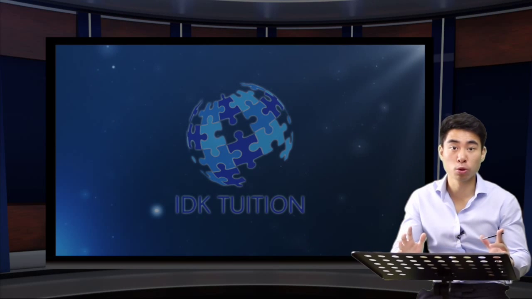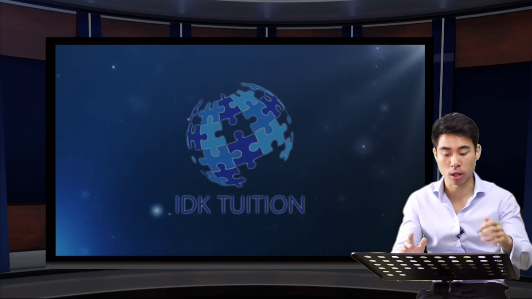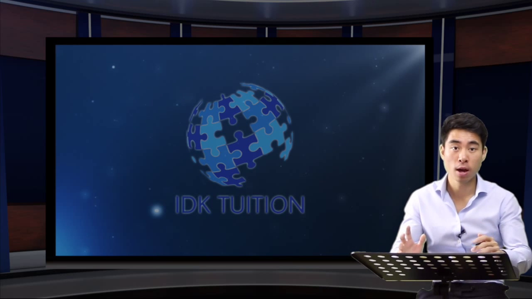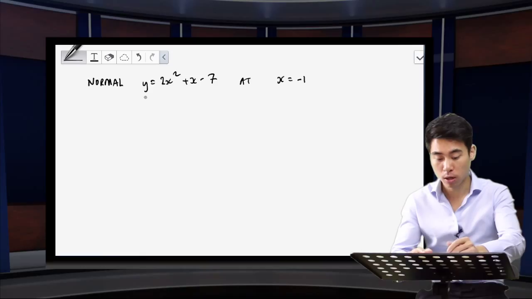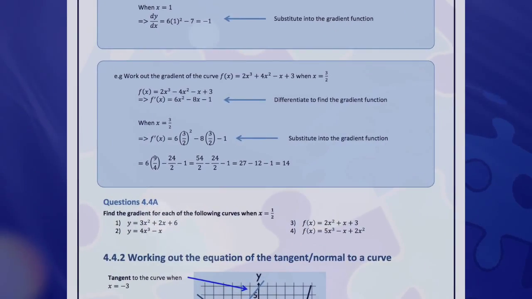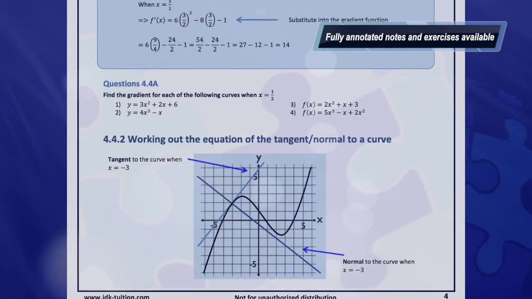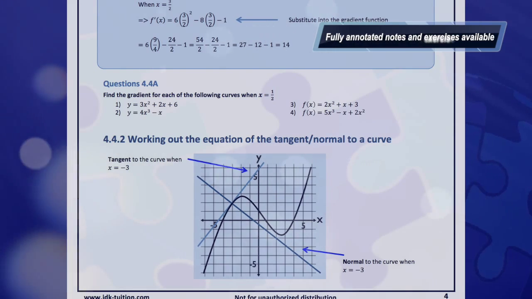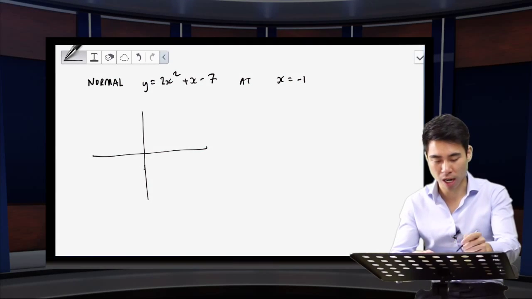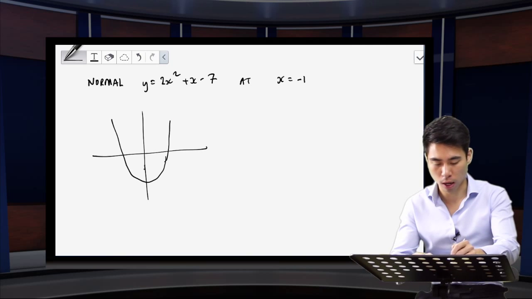Working out the normal to a curve now, and the first thing to note is that your normal will actually be perpendicular to the tangent of a curve. So take the example we've got here: y equals 2x squared plus x minus 7. So it's going to be a positive quadratic. It's going to look something like that. Obviously, I'm not going to draw it too accurately.